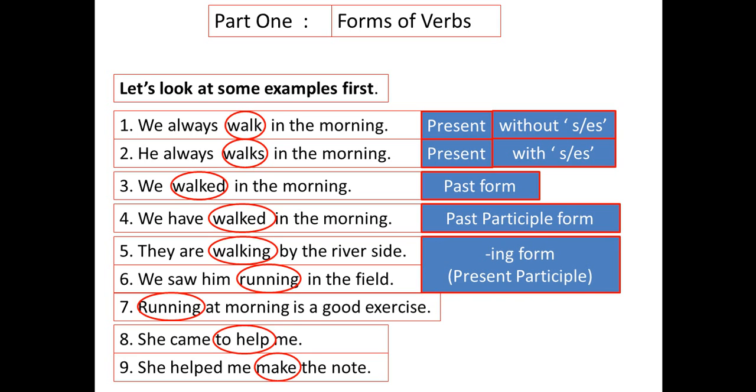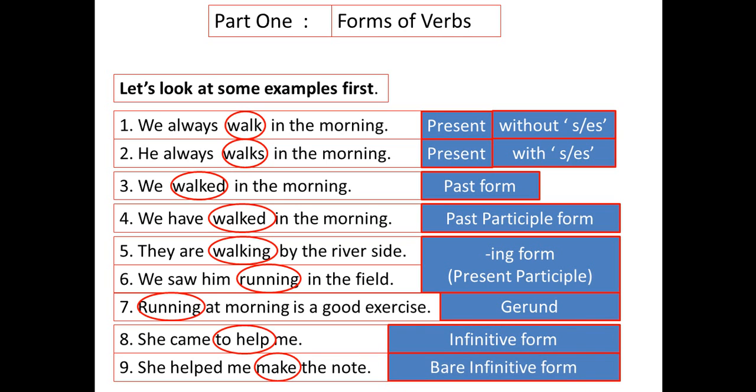That means both the verbs have got the ing form, and they have the same name. But the next one, running in sentence 7, has got a different name. This is gerund form, though it has got the ing form. And of course I will try my level best to define why they have got different names. Next, to help, this is infinitive, and make is also infinitive, but it is called bare infinitive as there is no to before the verb.